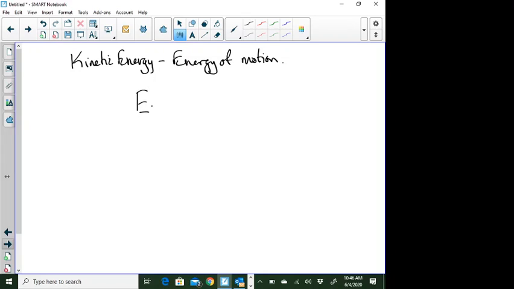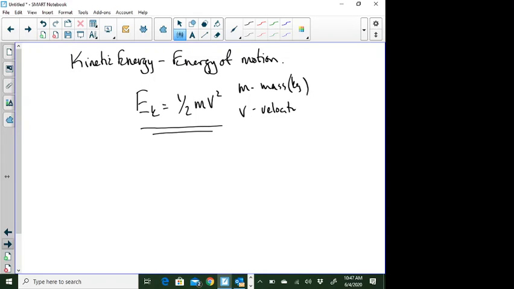The formula for potential energy came out of our work in gravity. This one doesn't come out of that the same way. This is just a straight formula where K is our kinetic energy, M is the mass in kilograms, V is the velocity. Sometimes we would use the word speed. Technically, they're different, but I don't care right now. And that's in meters per second.